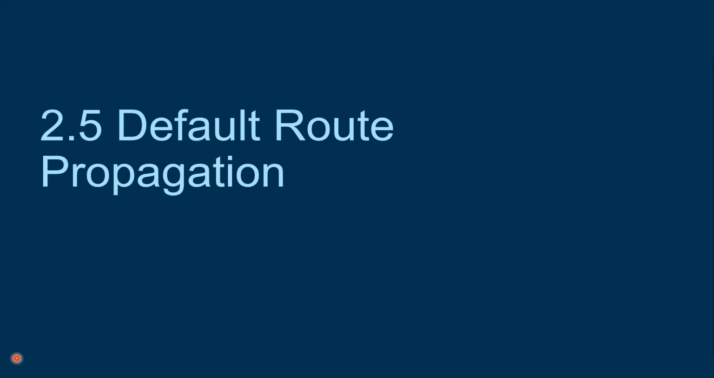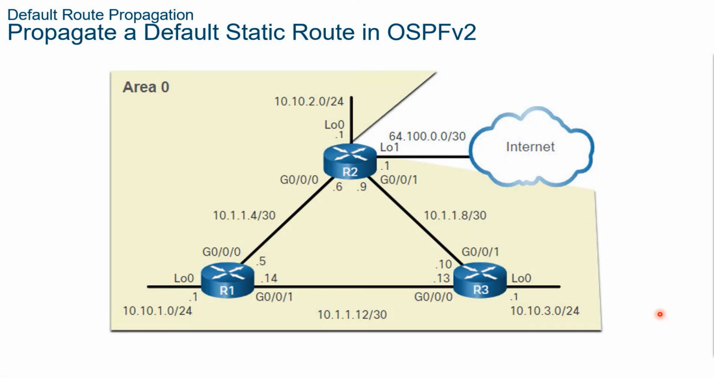All right. So next section, let's talk about default route propagation. So, propagate a default static route in OSPF version 2. Your network users will need to send packets out of your network to a non-OSPF network, such as the internet here. Now, this is where you will need to have a default static route that they can use. Now, in the topology, R2 is connected to the internet and should propagate a default route to R1 and R3.